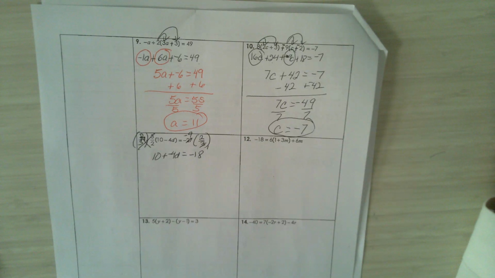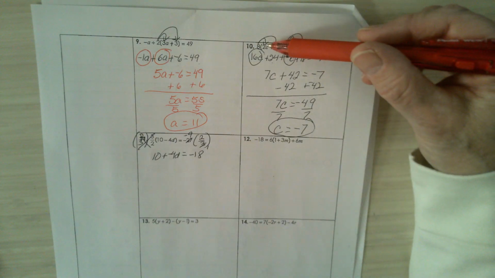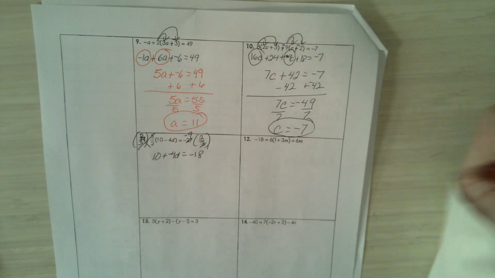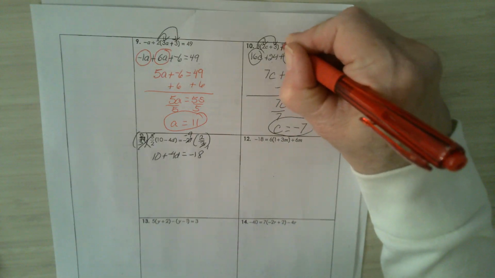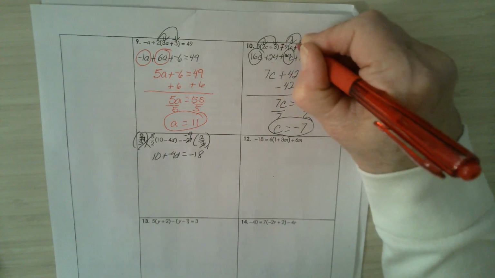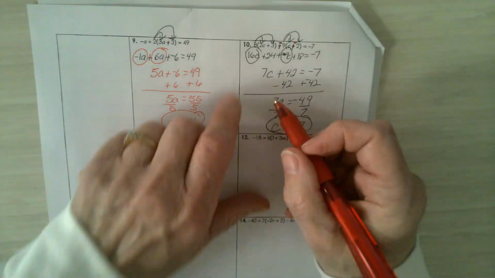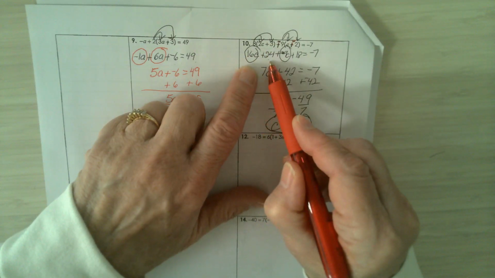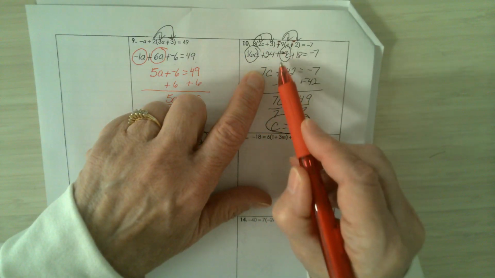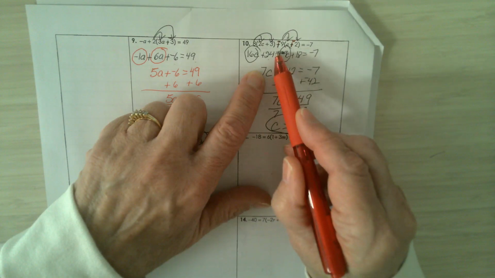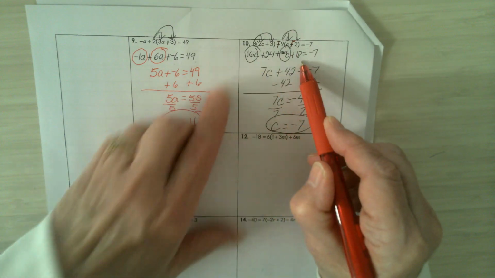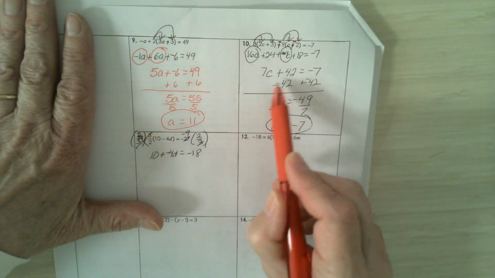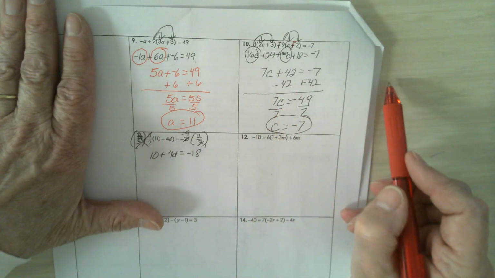This one had a lot of work. You had to do the distributive property here, and you have to get rid of your subtraction signs. So I add the opposite, 8 times 2c is 16c, 8 times 3 is 24. Negative 9 times c is negative 9c, and negative 9 times negative 2 is positive 18. Combine your like terms. You have 7c plus 42 equals negative 7.